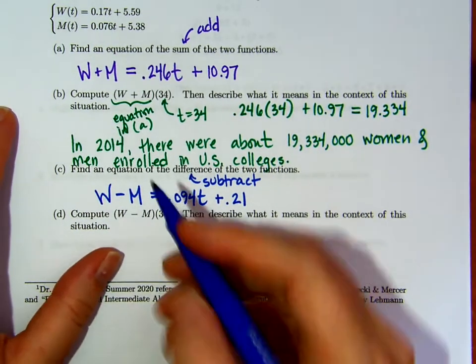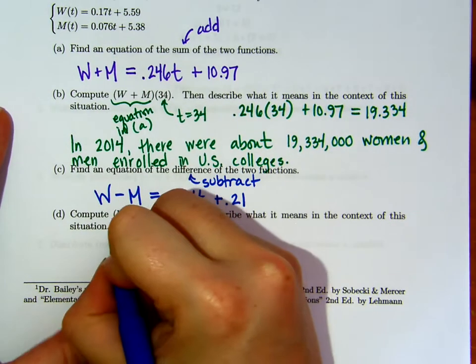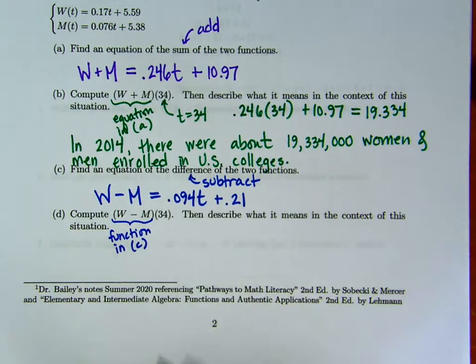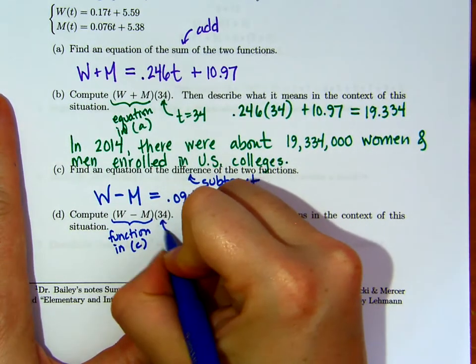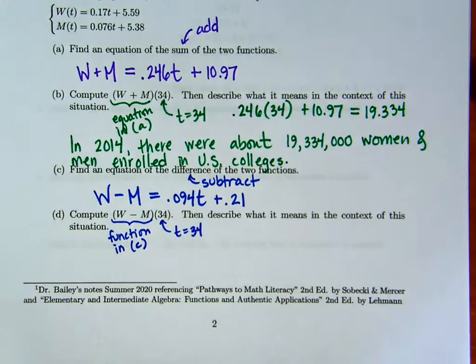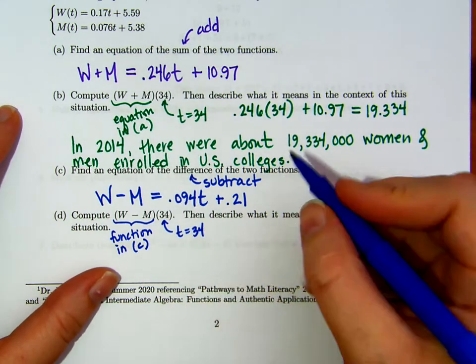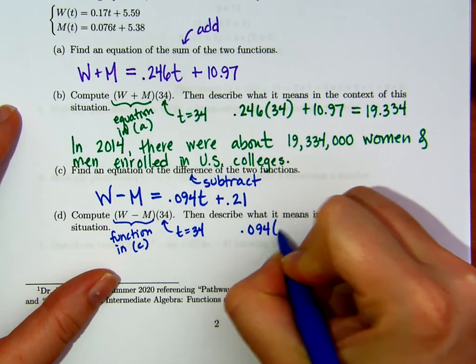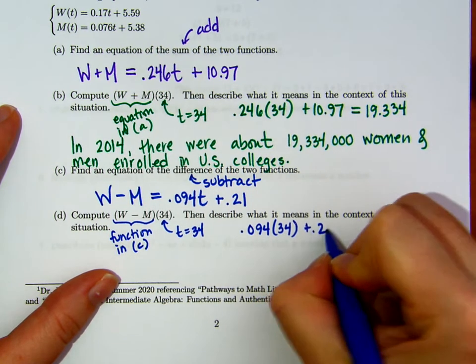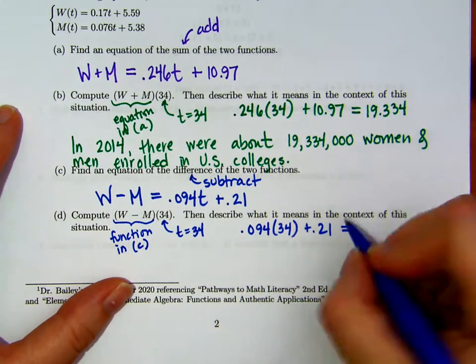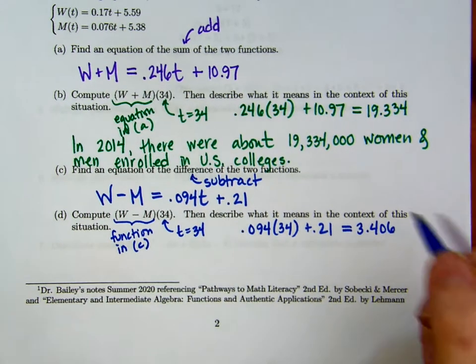Compute. Okay, so here's the function in part C, when t equals 34. Okay. Yep, let's do it. Let's compute that. So, what do we have? 0.094 times 34 plus 0.21, all in millions. Okay, I am putting that into my calculator, and I get 3.406.